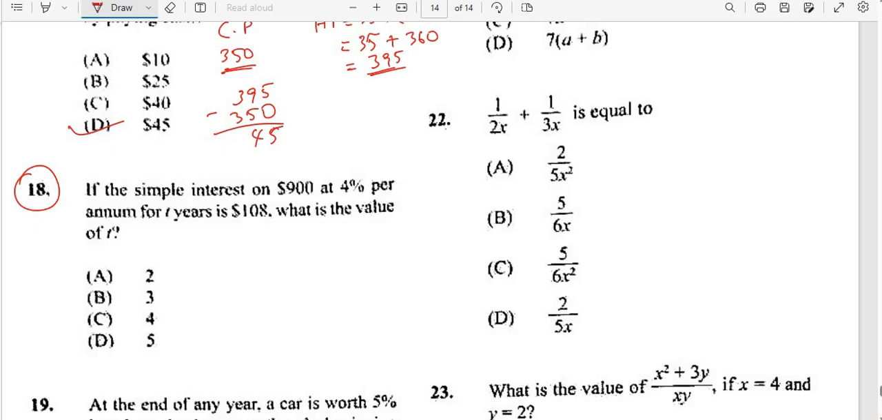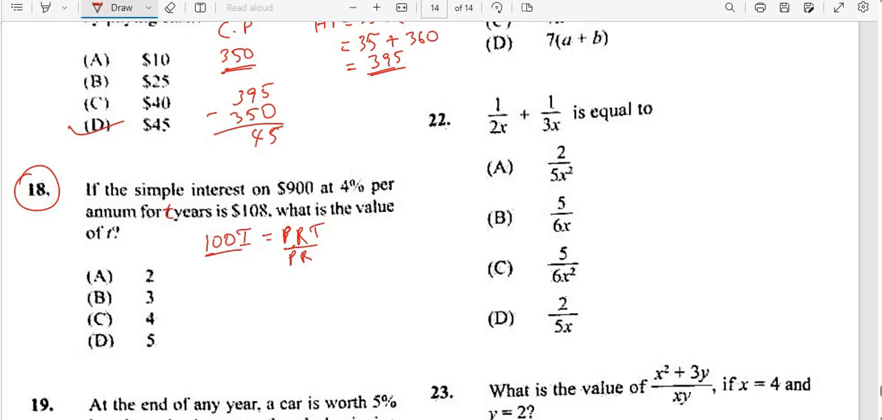If the simple interest on $900 at 4% per annum for T years is 108, what is the value of T? So we know that simple interest formula. I tend to use this a lot. 100I equals PRT. So if I want to find I, I'll divide both sides by 100. So I is equal to PRT over 100. But in this case, I don't want to find I. So what would I be looking at? I'm looking at T, finding T. So I need to get rid of the PR. PR is multiplying T. All right, collectively PR as a quantity is multiplying T. So to get rid of the PR, I need to divide to get rid of it, right?